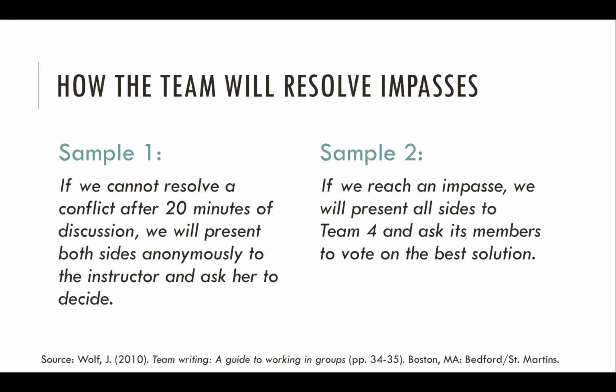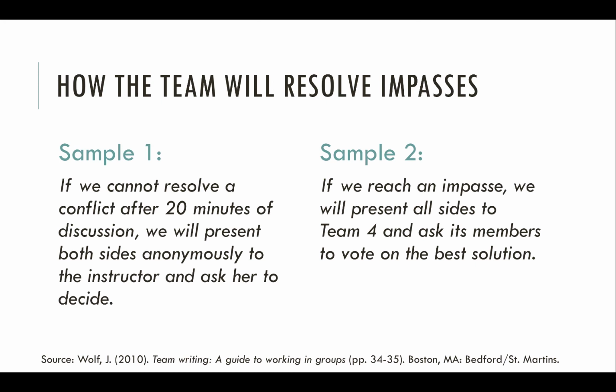Of course, even with careful planning, not everyone on your team will agree all the time. So what are you going to do if you can't resolve a disagreement? It will be much easier to deal with conflict if you have a plan of action in advance. Joanna Wolf gives 4 possible methods for resolving conflict in team writing.